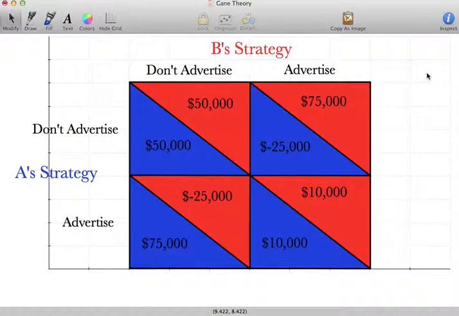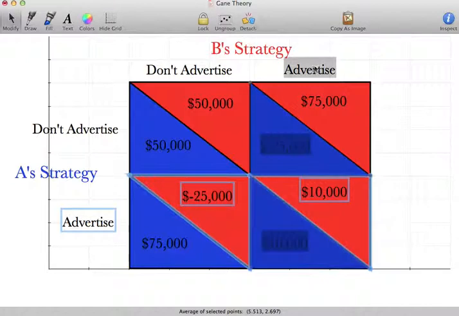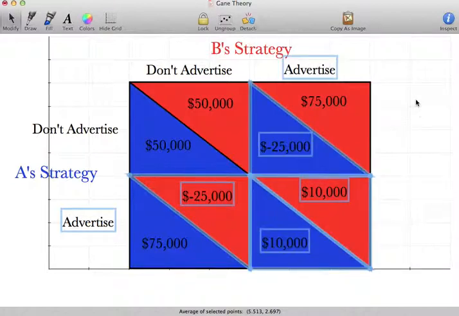Well, let's take a look at this. Is there a Nash equilibrium? A Nash equilibrium is just like any other equilibrium. It is when there is no incentive for either party to deviate from a particular strategy. So if we assume advertise and advertise, we will see that the bottom quadrant here is where they intersect. Is there any incentive for either party to deviate from advertise?